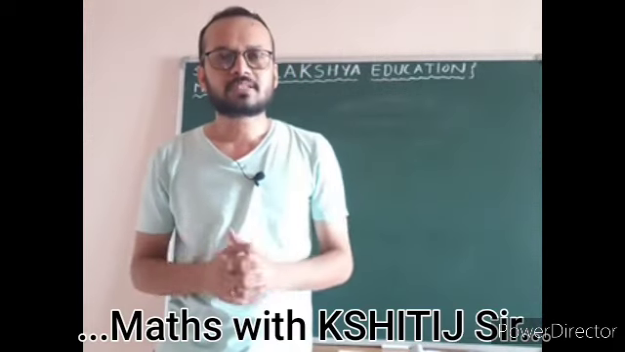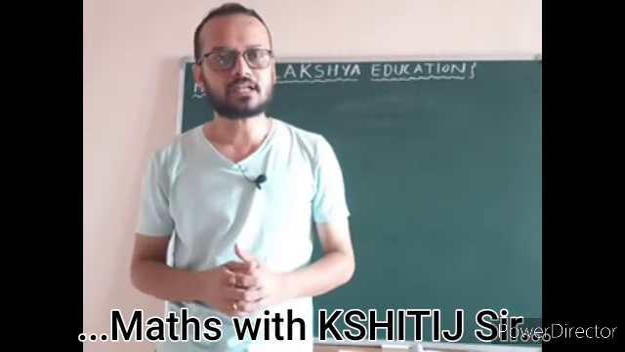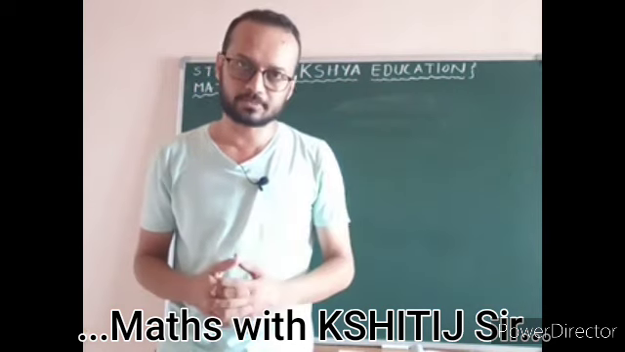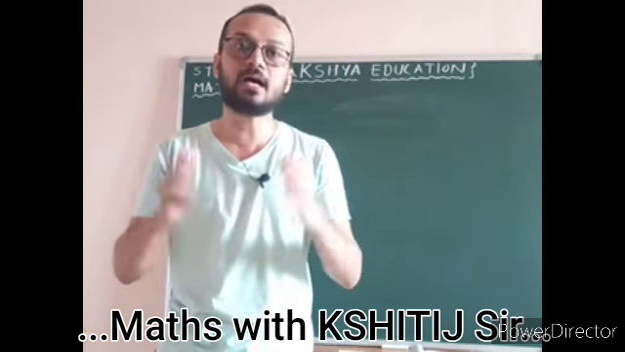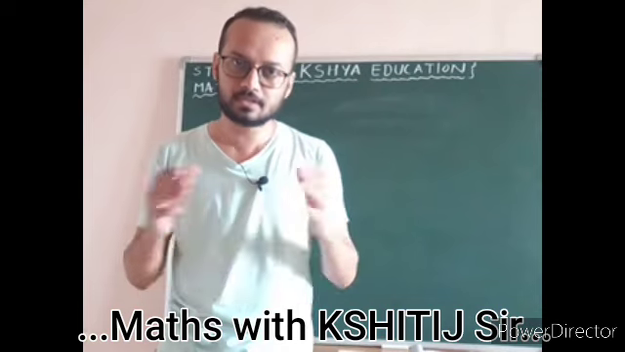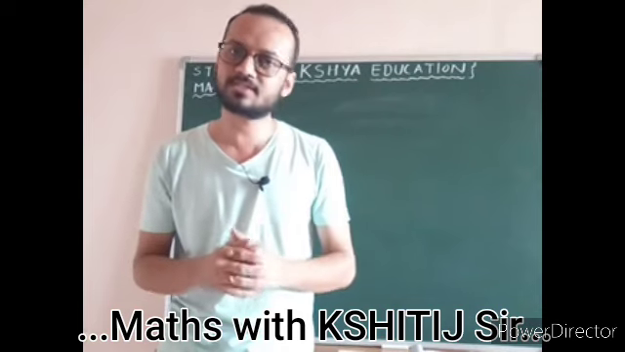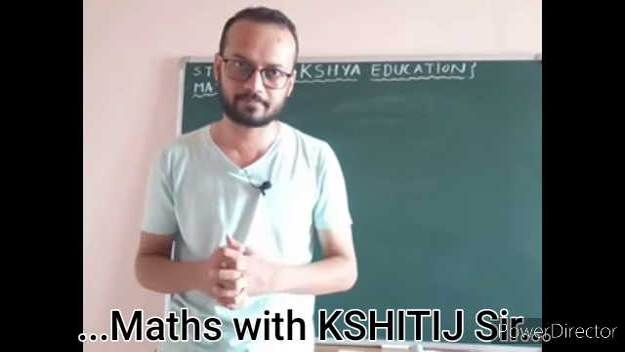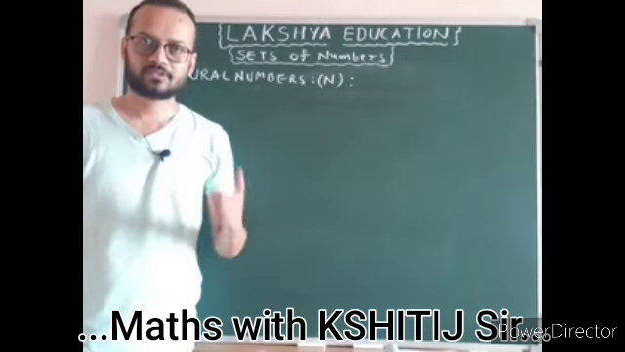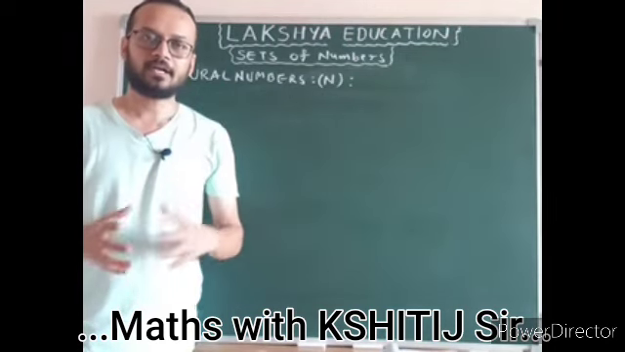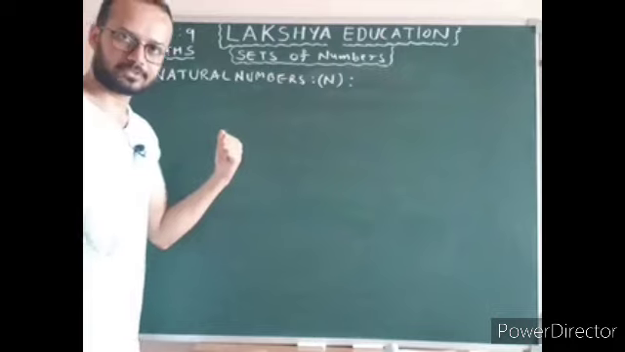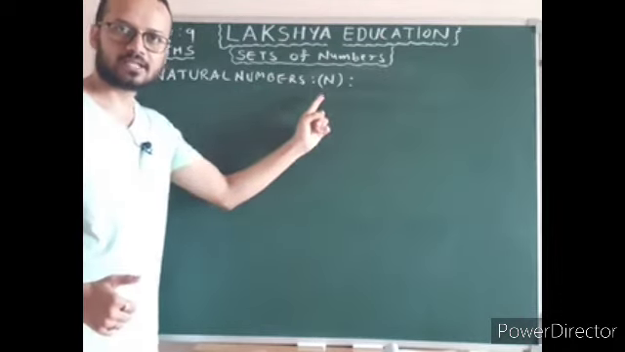To begin with number system, first of all we have to understand about some important sets of numbers which we have studied in earlier standards. In the beginning we are going to recall some of the important sets of numbers. First of all, the first set of numbers, it is set of natural numbers which is denoted by capital N.